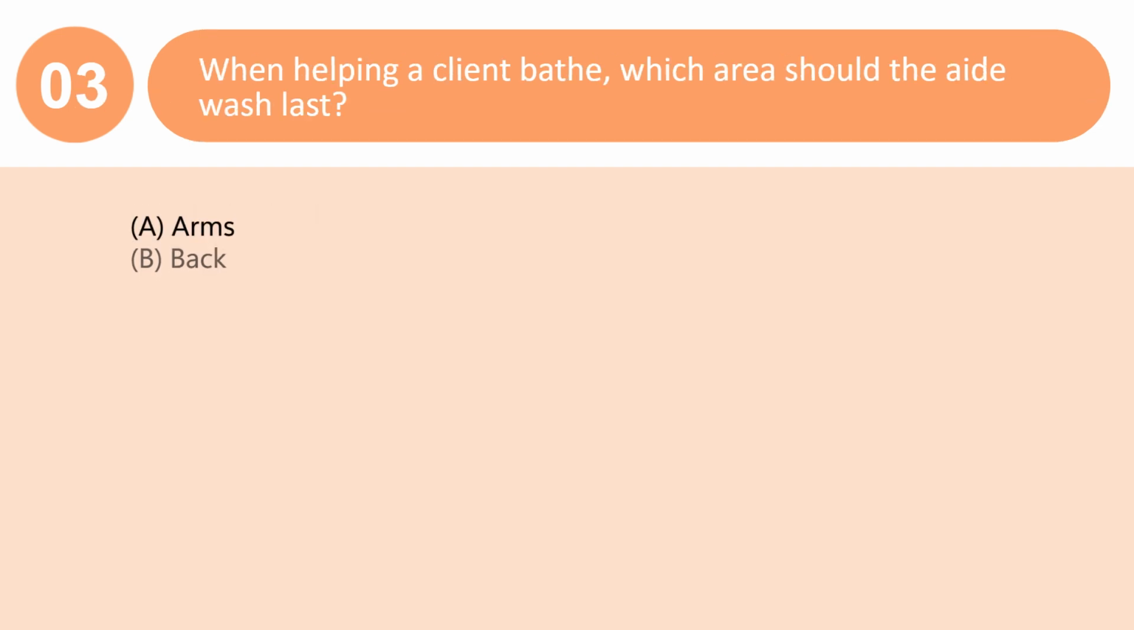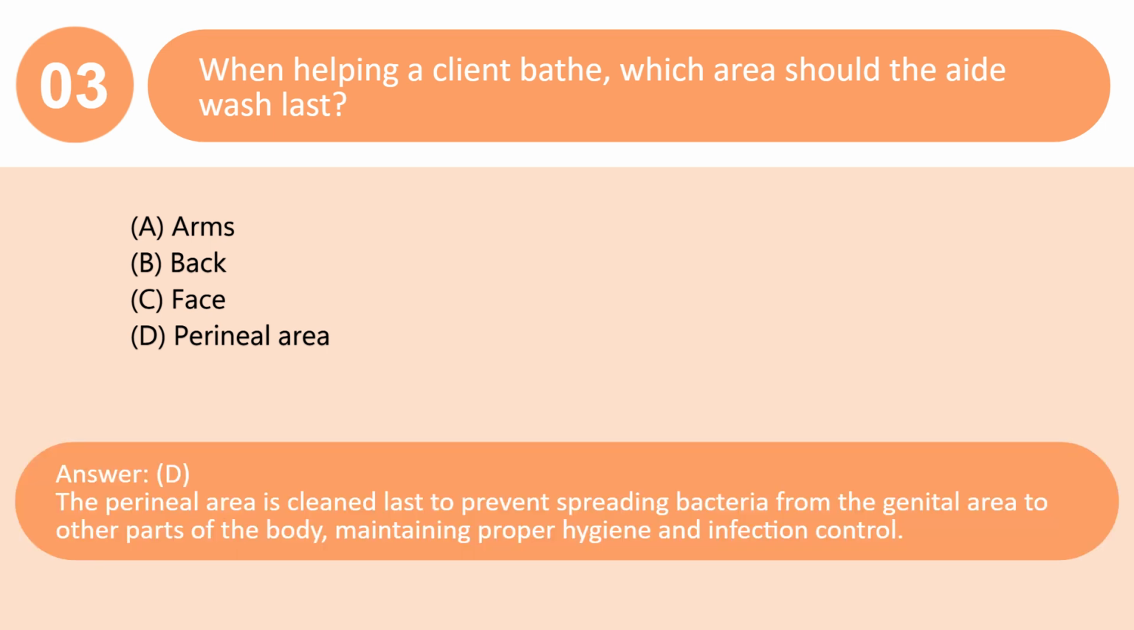When helping a client bathe, which area should the aide wash last? A. Arms. B. Back. C. Face. D. Perineal area. Answer D. The perineal area is cleaned last to prevent spreading bacteria from the genital area to other parts of the body, maintaining proper hygiene and infection control.